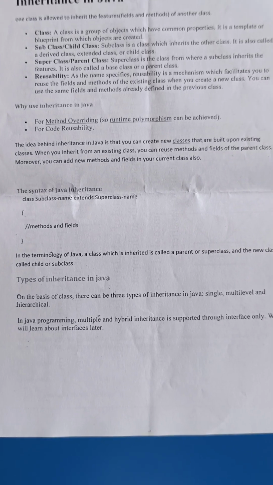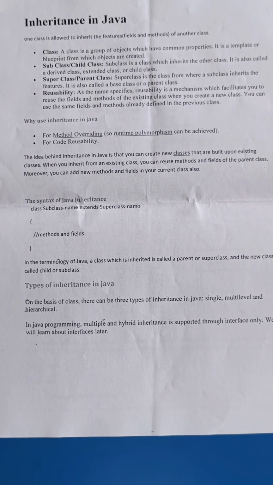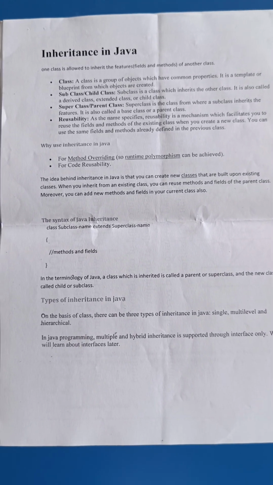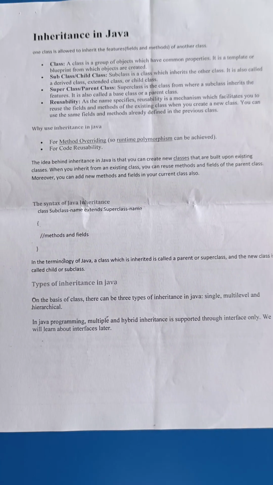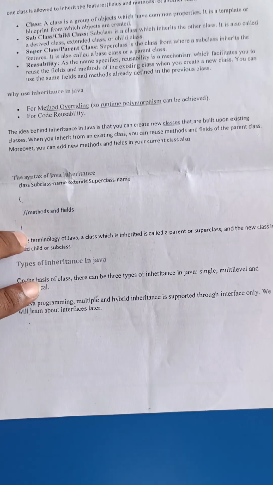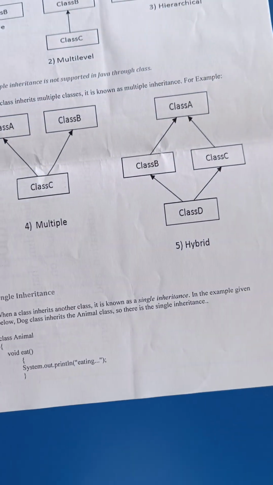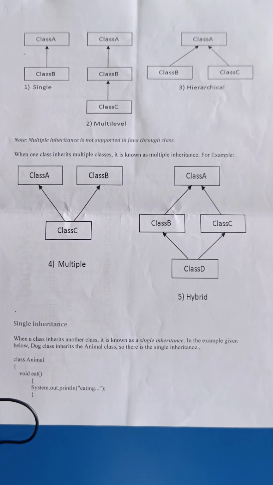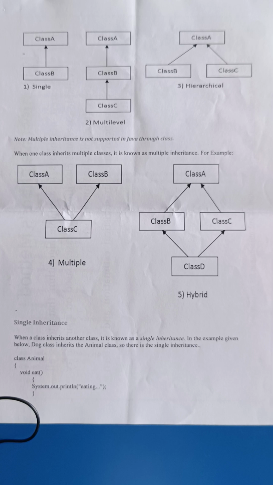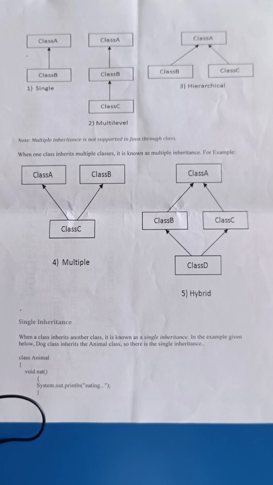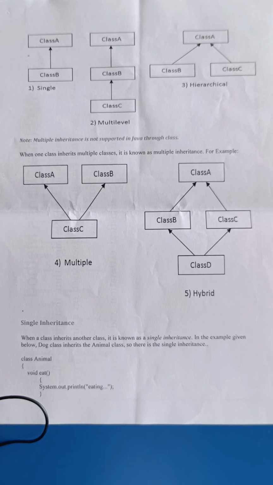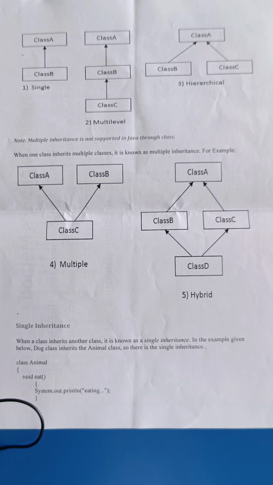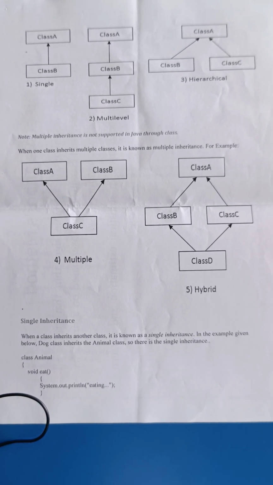The one from which we are inheriting is the parent class, and the one which inherits is the child class. Then types of inheritance. It has some types of inheritance. First you can see single inheritance, multi-level inheritance, hierarchical inheritance, multiple inheritance and hybrid. Totally we have 5 types of inheritance.